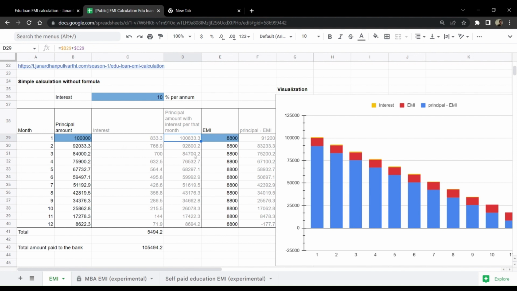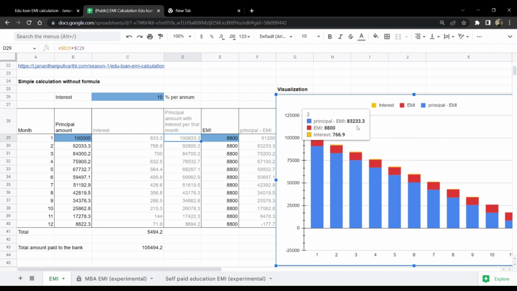So here is the total: this is the principal plus interest, the whole amount that we borrowed. Till here you can see it is 1 lakh rupees. Then this yellow one is the interest that we are paying, 833 rupees. So in total we have 833 rupees interest plus 1 lakh rupees. Of this, we are paying 8,800 rupees as an EMI, so we are deducting that much from this.